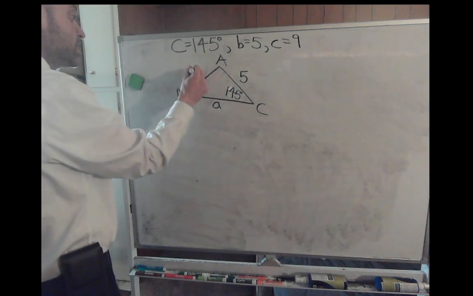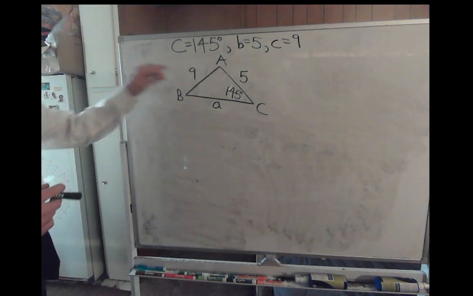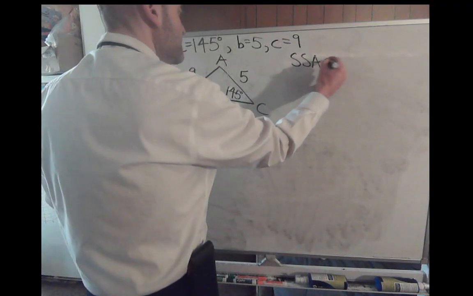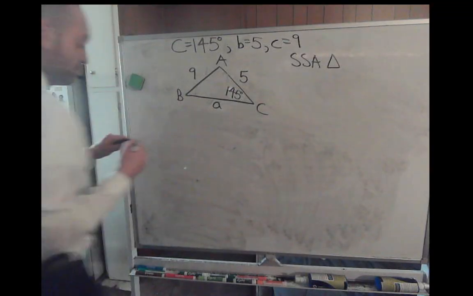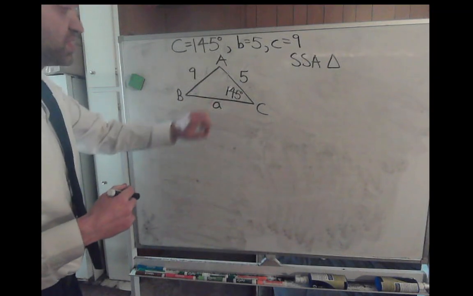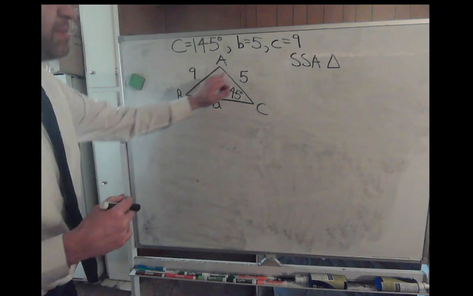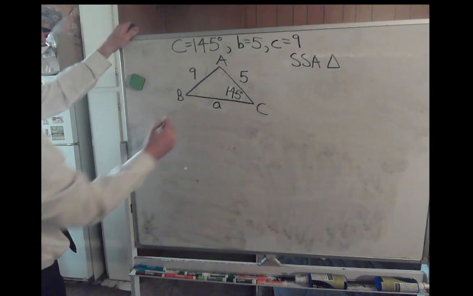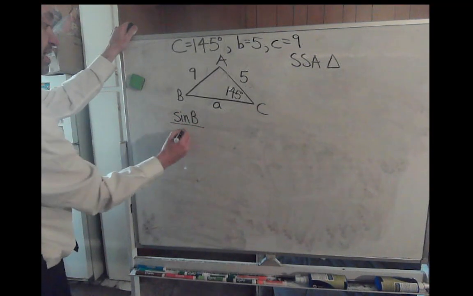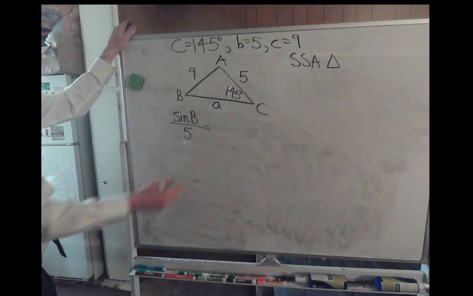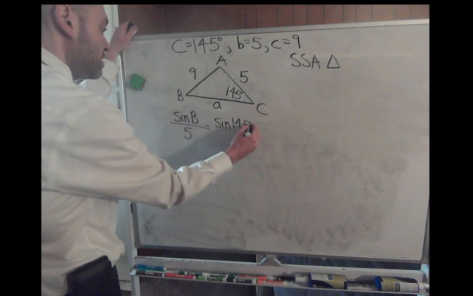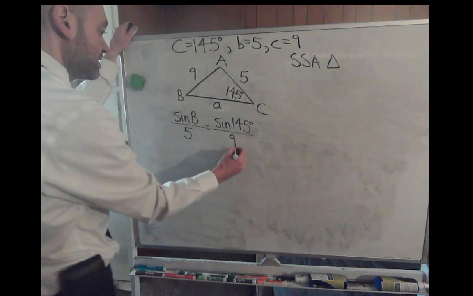Alright. So we have another triangle with two sides and a non-included angle. So this is the SSA case. So that's an ambiguous case. So we know sides and angle C, but we don't know angle B, but we know side B, so let's figure out angle B. So that means the sine of B all over that side B, which is 5, is equal to that sine of C, so that'd be the sine of 145 all over side C, which is 9.